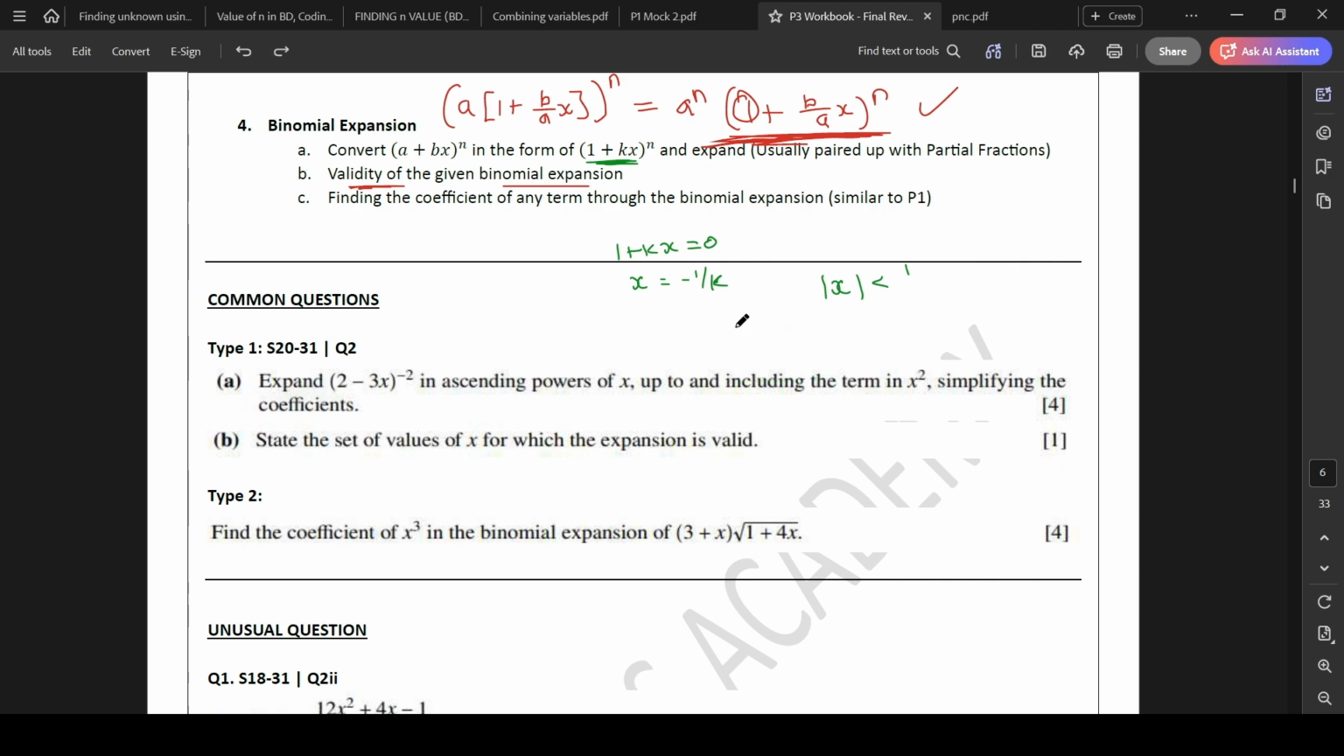Now for part C, you should be aware of how you find the coefficient of any given term through the binomial expansion. Again, this is something you have done in P1. So in this case, you can see that you can expand this binomially using the P3 formula. Then once you get the expansion of this, if you multiply it with 3 plus x, what is the coefficient of x cubed? This kind of question, of course, you have done in your AS level, but with your P1 formula, where the power was a positive integer, not a fraction like what you are seeing over here. So the same thing you are repeating what you have learned in your P1, but now utilizing the P3 formula.